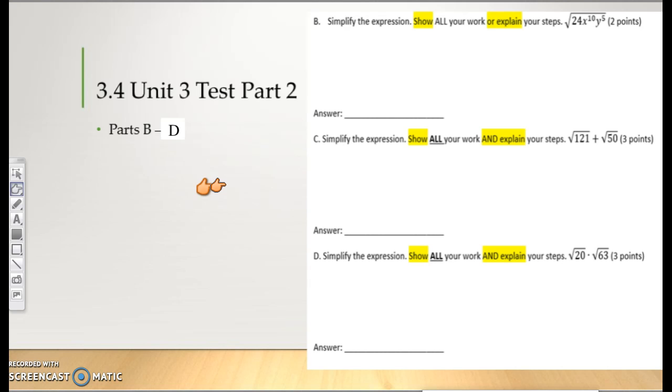Remember to pause if you want to work on the problem before continuing. D, simplify the expression, show all your work and explain your steps. Square root of 20 times the square root of 63. Again, show how you simplify these radicals, how you multiply them, and then explain the steps for multiplying radicals and put your final simplified answer on the line.